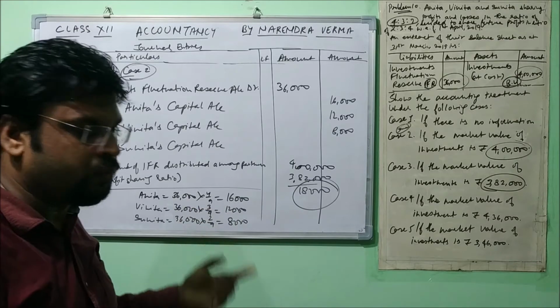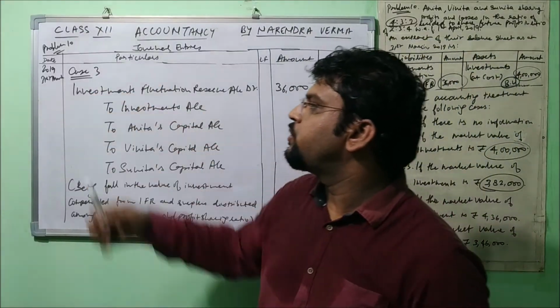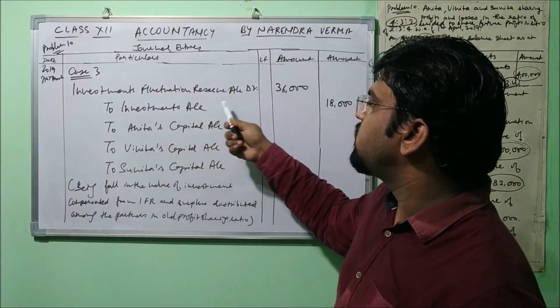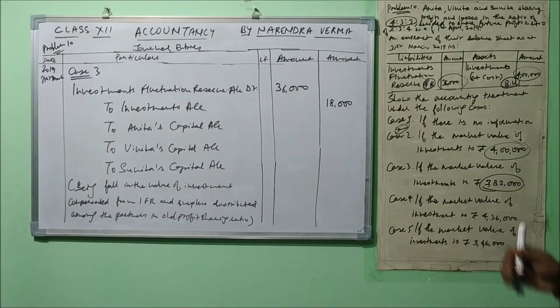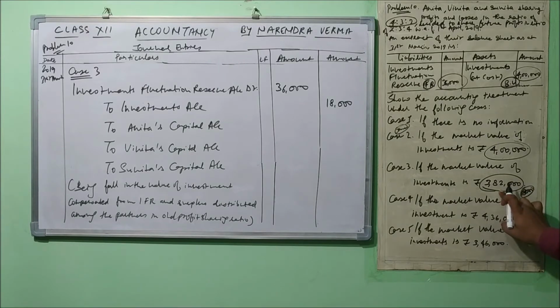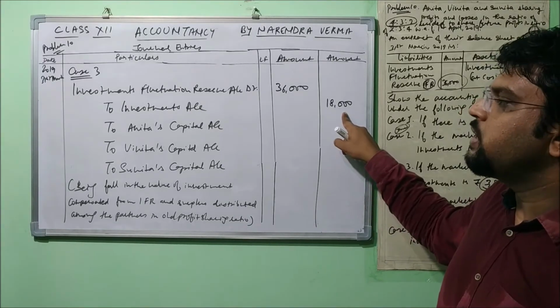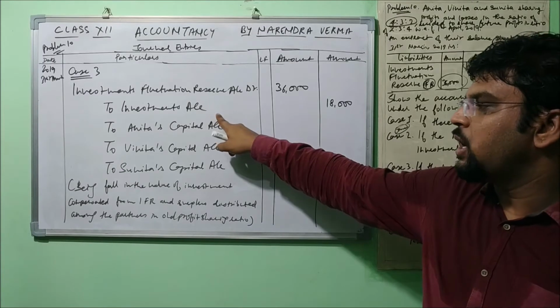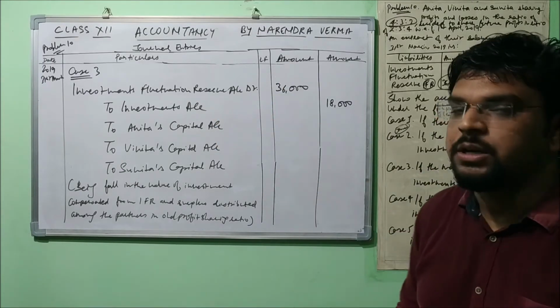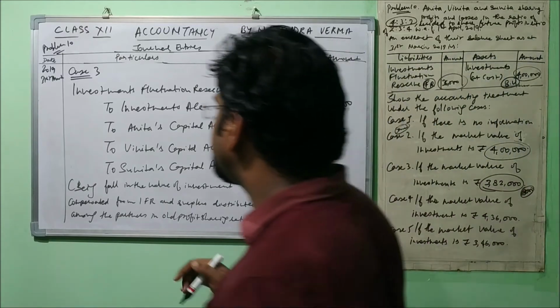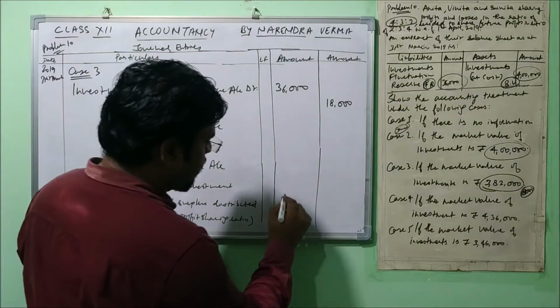I'll just show you how. You can have a look. This is case 3. Investment Fluctuation Reserve account debit 36,000. Why? As we have already calculated, there is a fall of 18,000. When we compare this 3,82,000 with 4 lakh, there is a fall in value of 18,000, right? So 18,000 will be compensated first, so it will go to the investment account, and the rest of the 18,000 will be distributed among the partners. How the distribution will be done, I'll show you.